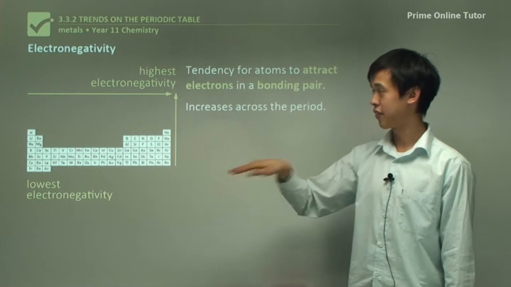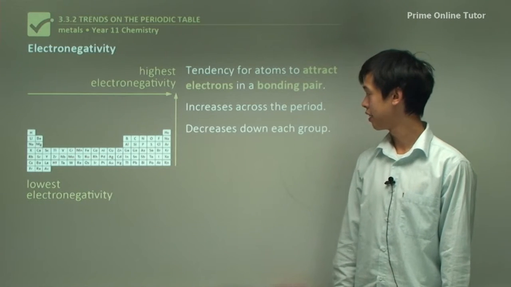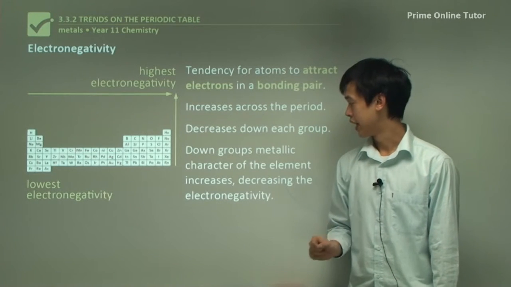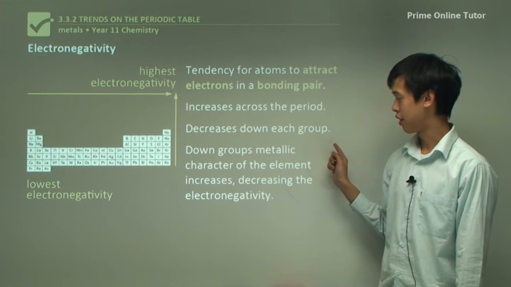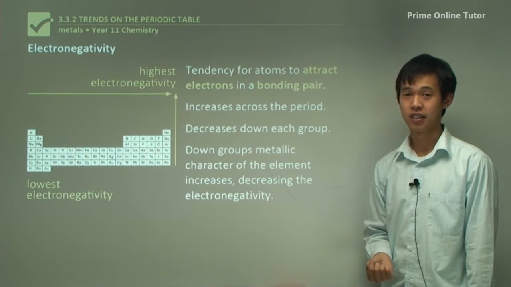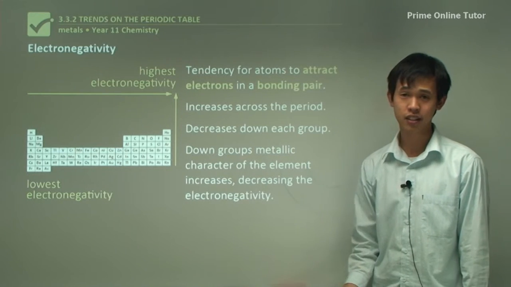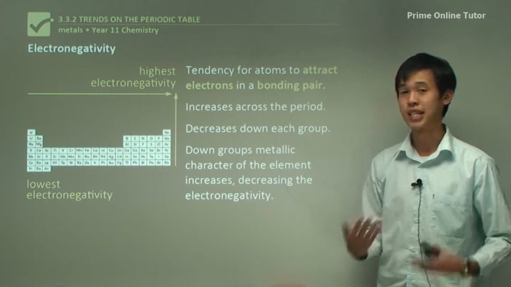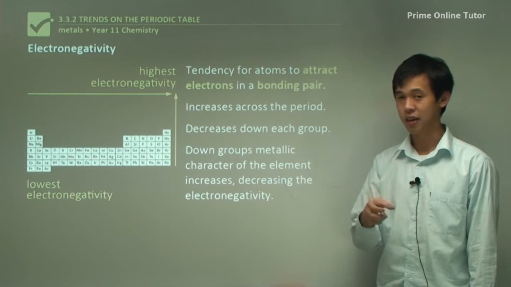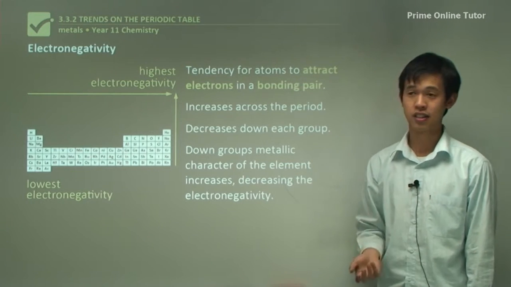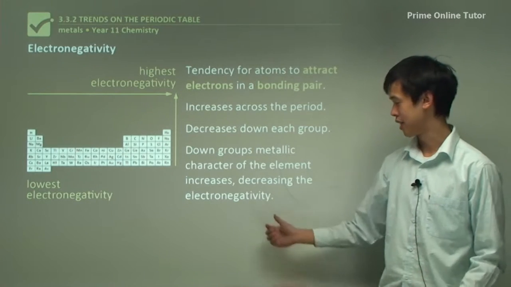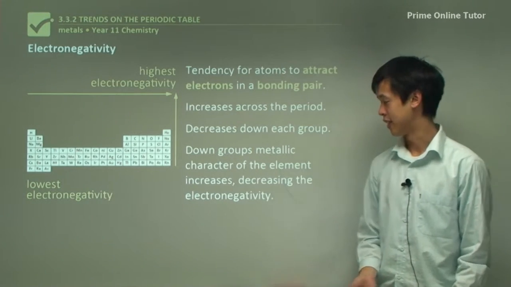So electronegativity generally increases across the period, and generally decreases as you go down the group. Now, down groups, the metallic character of the element increases, so the electronegativity decreases. So electronegativity is related to how metallic an element is. And as we go down, the ability for the atom to hold on to those electrons decreases, because there are more electrons repelling and they're further away. So it looks more like a metal, and so the electronegativity decreases.